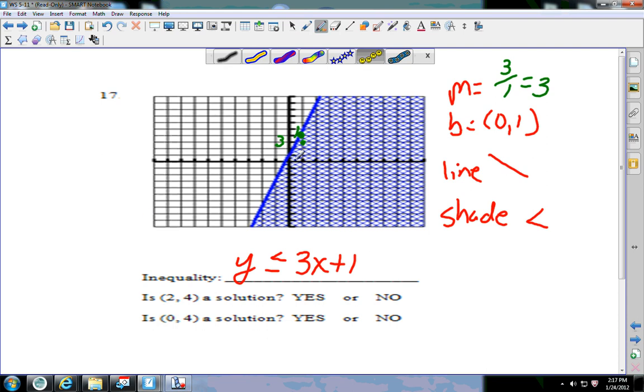2, 4. Over 2, up 1, 2, 3, 4. Is that in the shaded area? Yes, it is. It is a solution. What about 0, 4? 0, 1, 2, 3, 4. That is not in the shaded area, so it is not a solution.